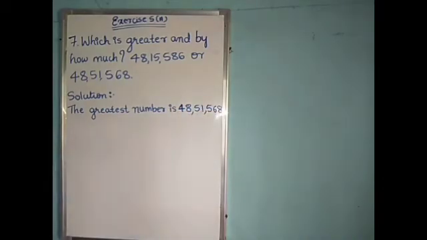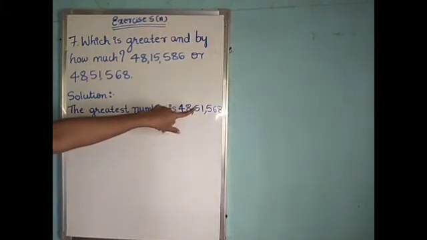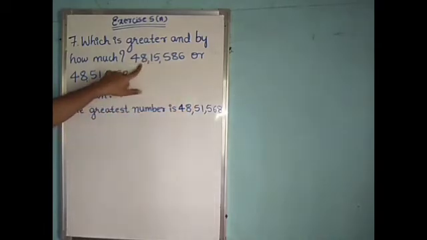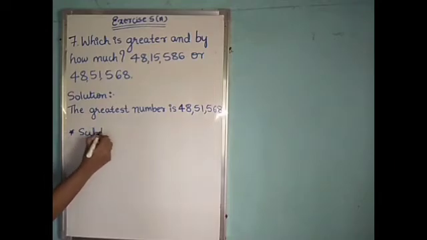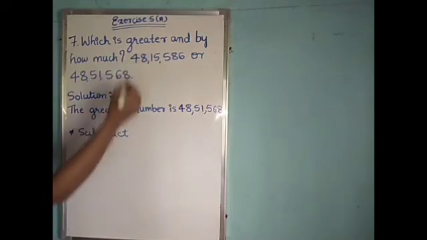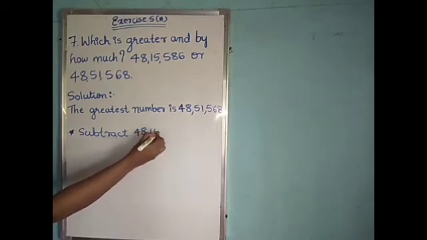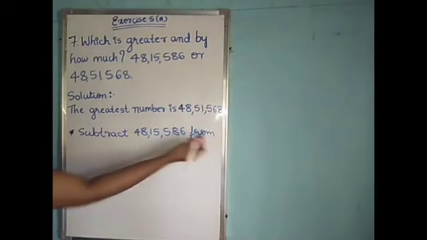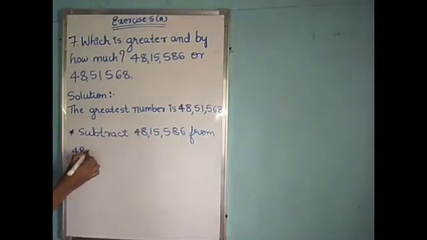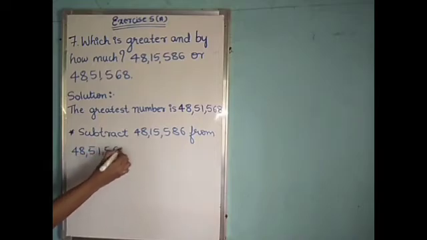So the greatest number is 48,51,568. Next we have to find out by how much is 48,51,568 greater than 48,15,586. What we have to do? We have to subtract 48,15,586 from 48,51,568.